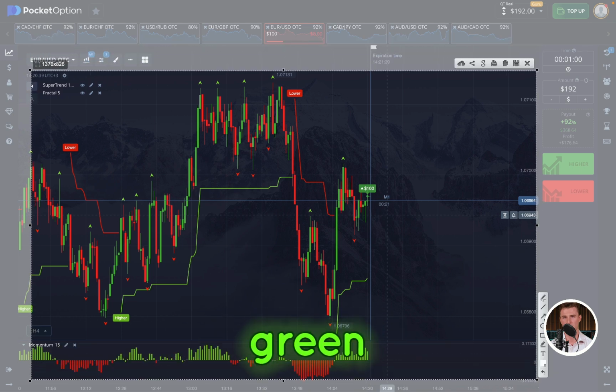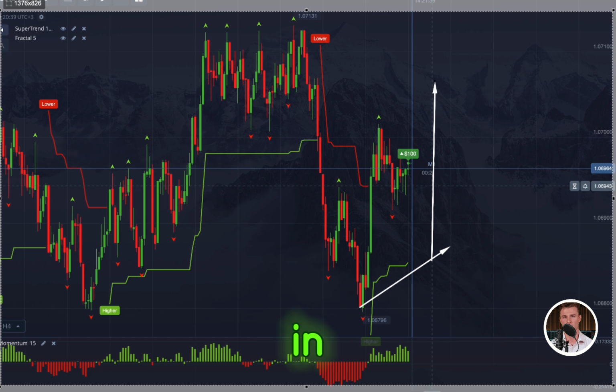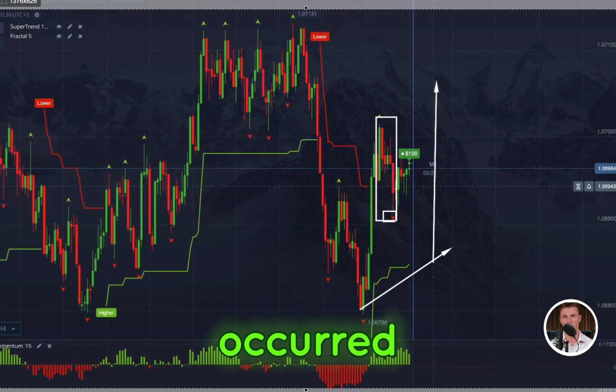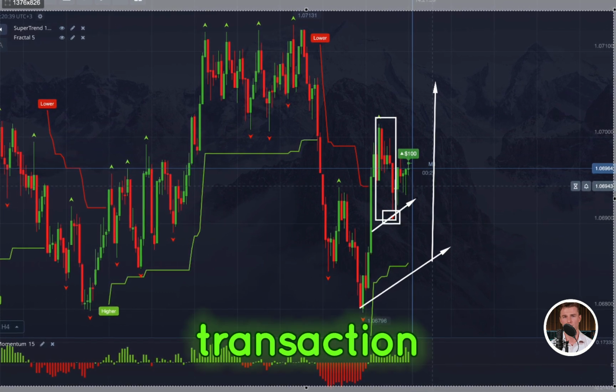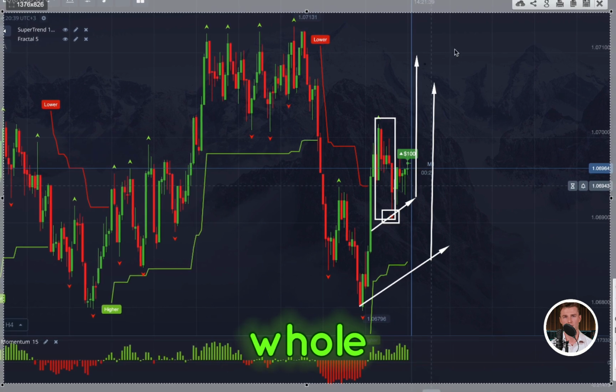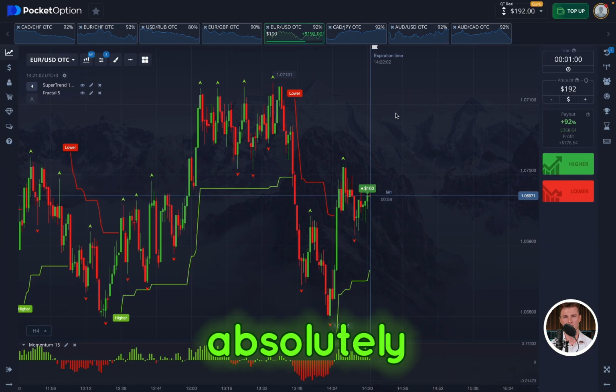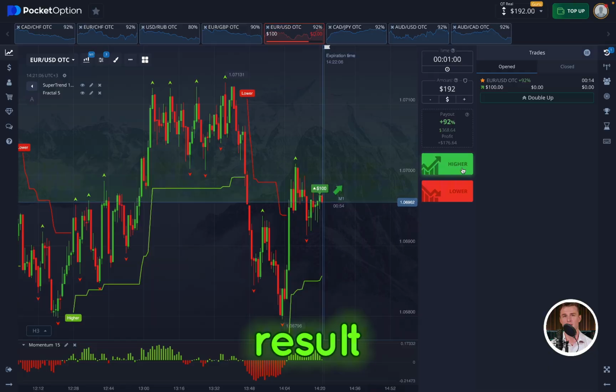We can see a sliding green line. There was a rollback and the formation of a structural minimum occurred. So the opening of the transaction takes place to increase. The whole logic of entry is absolutely the same. Let's look at the result.